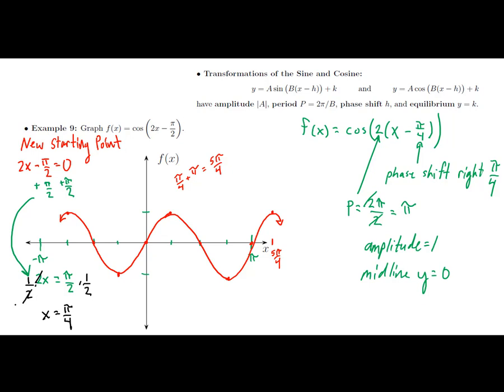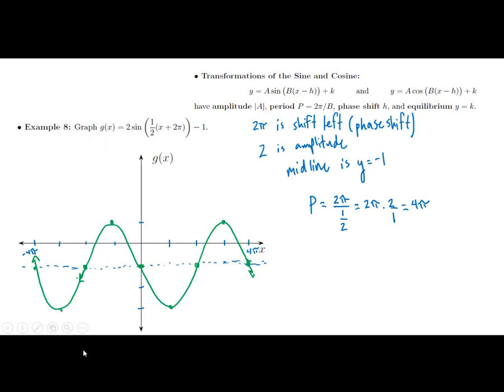So the way to interpret this is the following. Instead of factoring out and saying that this is a shift to the right of pi over 4, I could say my normal starting point is at 0, so when the argument for the cosine is 0, that becomes the new starting point. So I say 2x minus pi over 2 equals 0, solve for x, and my new starting point is x equals pi over 4. This is just an alternate way of doing it. It doesn't matter to me which way you think about it. Just pick whichever of these two methods works best for you.